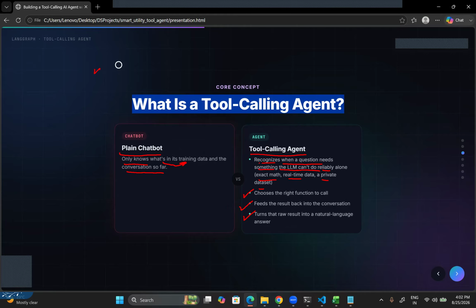But the key idea is the LLM never runs the calculation or lookup itself. It only decides when and which tool to call.